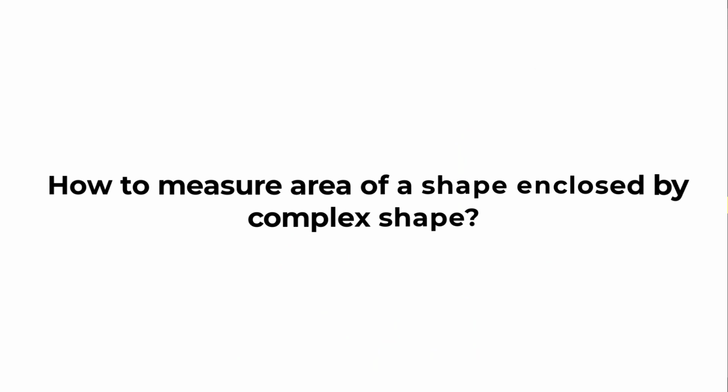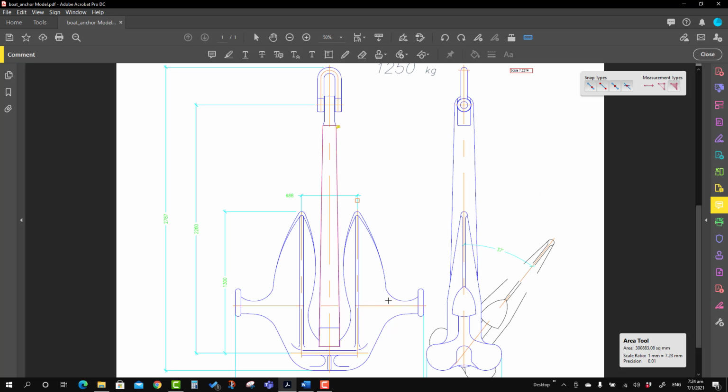How to measure the area and perimeter of a complex shape, like here where there is a curvature? What we are going to do is delete it first, select the area tool, and define multiple points. Your precision will depend on how many points you define, so I'm trying to define as many points as possible. You will see we have enclosed the whole area, and you can see the dimensions. Area is here. Similarly you can measure the perimeter as well.